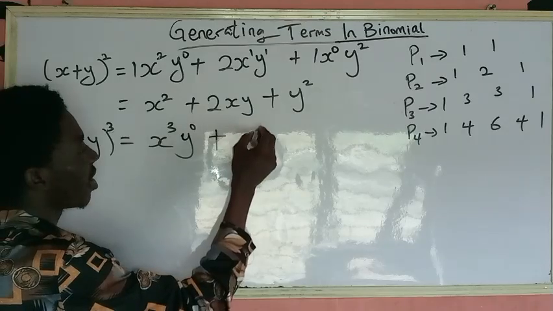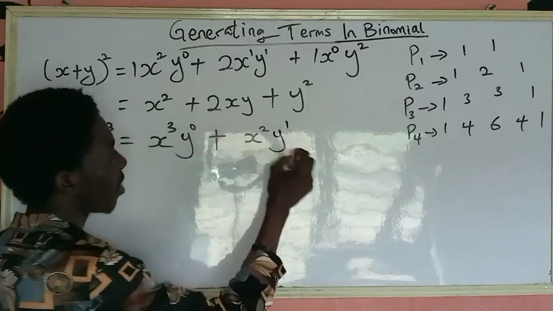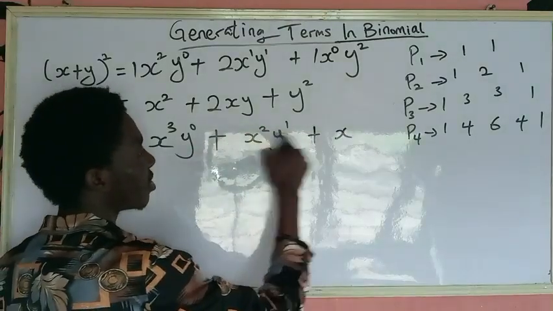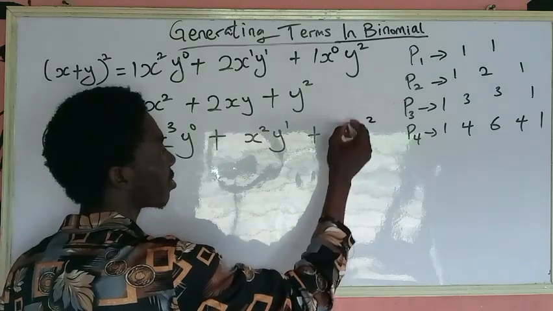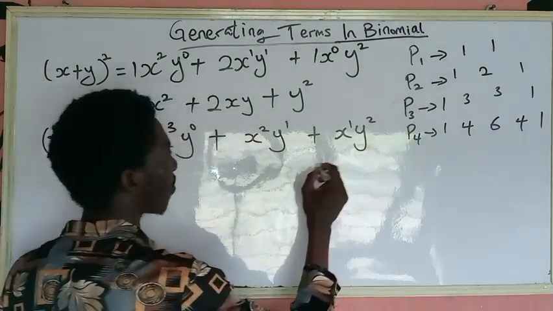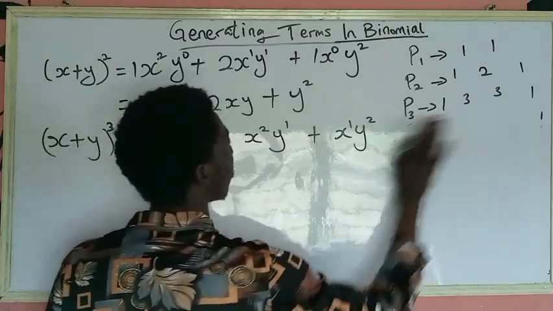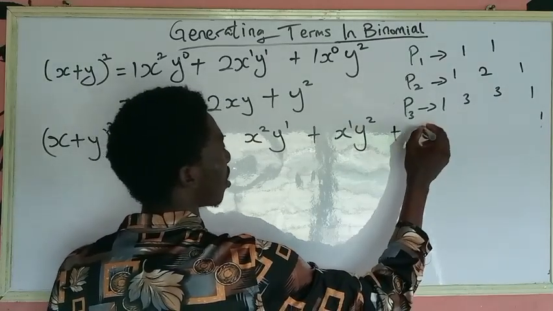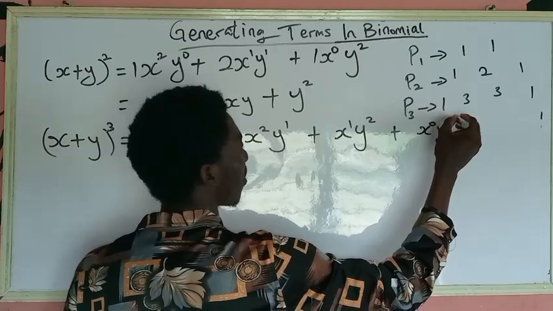Next one, you decrease by 1, increase by 1. Can you see that? And the last one will be plus x raised to power 0 and y raised to power 3.